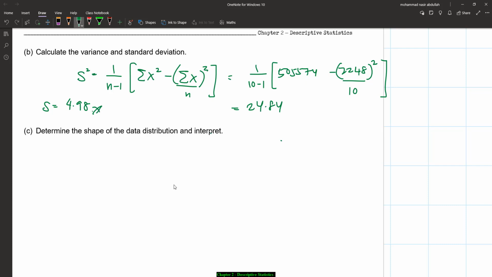4.98. So how many decimal points do you want to write? Write up to 2 decimal points. 2 decimal points is enough. So now, C, determine the shape of the data distribution and interpret. So let's use the coefficient of skewness. Right? So mean minus mode divided by standard deviation. Or you can use either one. Another one is 3 multiplied by mean minus median divided by standard deviation. Let me use the first one.